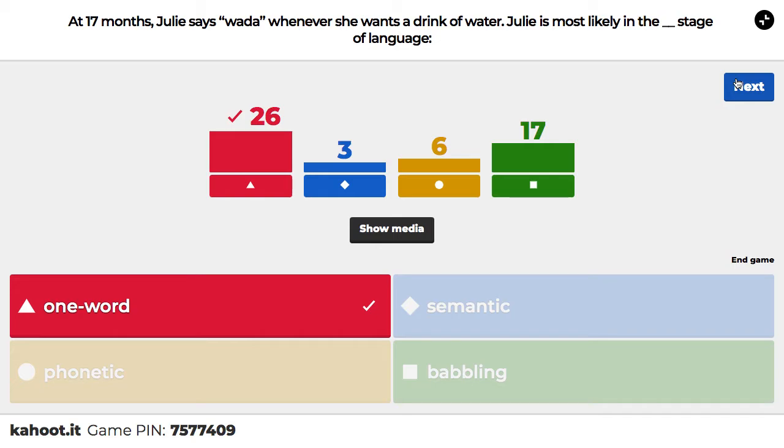Okay. The one word stage is that one word means something. So Julie says "wada" whenever she wants a drink of water. Instead of saying "Hey, I want a drink of water," she just says "wada." That's one word. So not babbling. Babbling is not words. It's just making sounds.